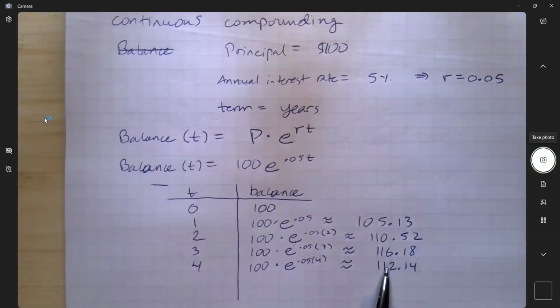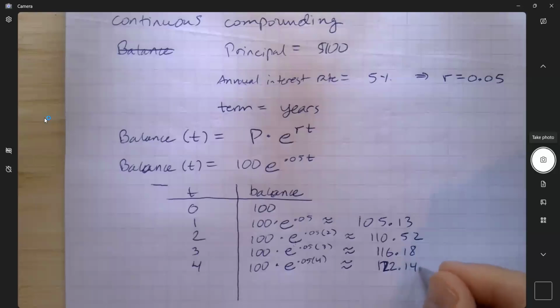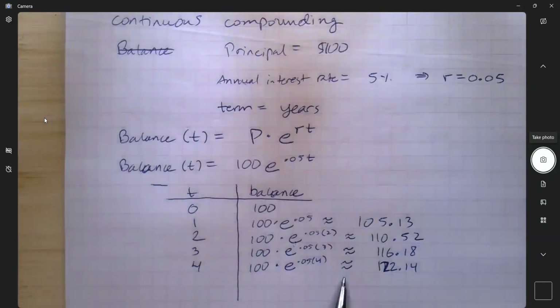This one was, sorry, why did I write 112? It's 122.14. And the monthly compounding was 122.09. So there's not a lot of difference. So these are the three types of interest rates. You have simple, compounding, and continuously compounding.